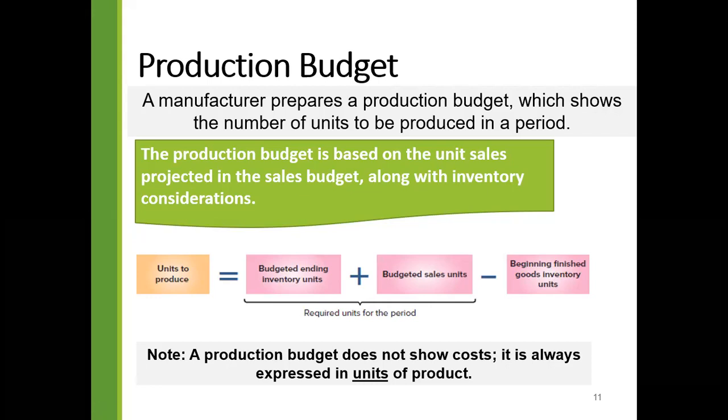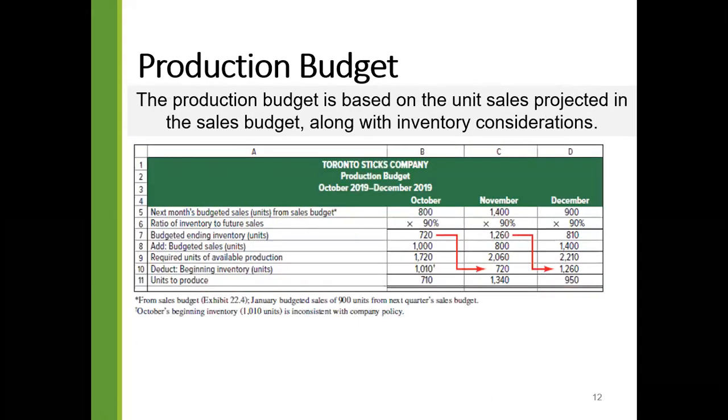And again, the units that need to be produced is how we determine, well, what do we need for direct materials? What are we going to need for labor? How much is our overhead going to be, type thing, right? So we see an example of that production budget here.